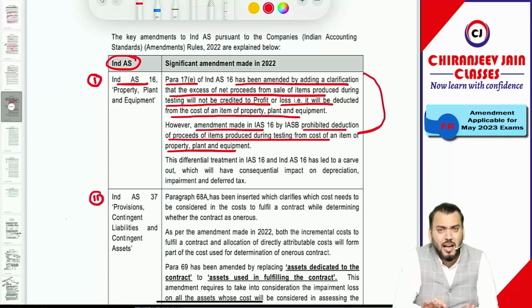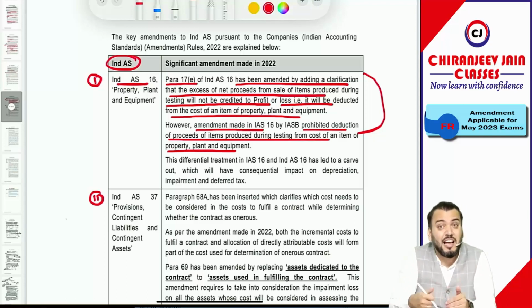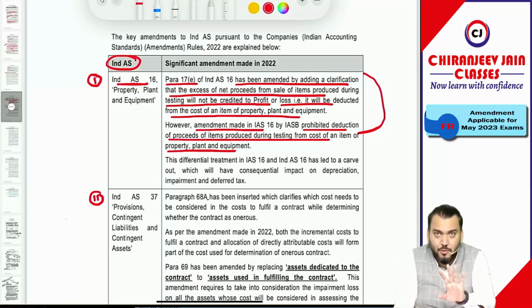So one, it created one carve out. It created one carve out. Understood? I hope you remember carve out. Now, carve out is not important from examination point of view, but such carve out is given in ICAI study material. Whether it is important or not, we don't know. Correct? Yes. I hope you are understanding.